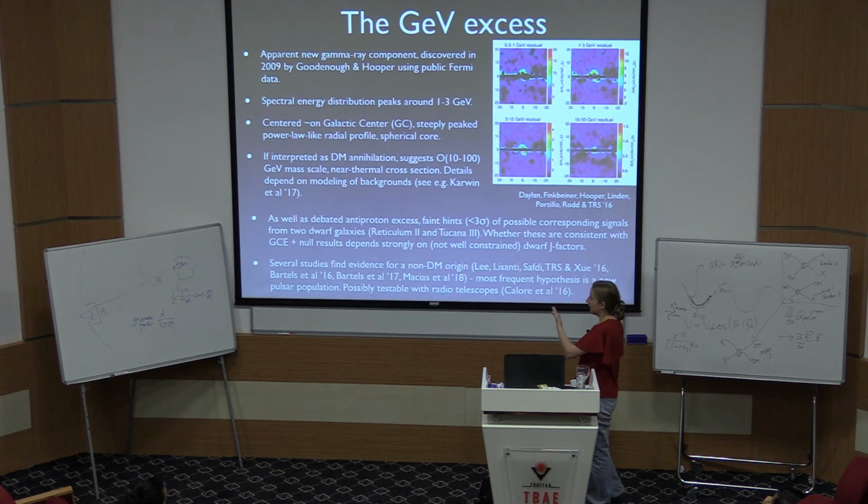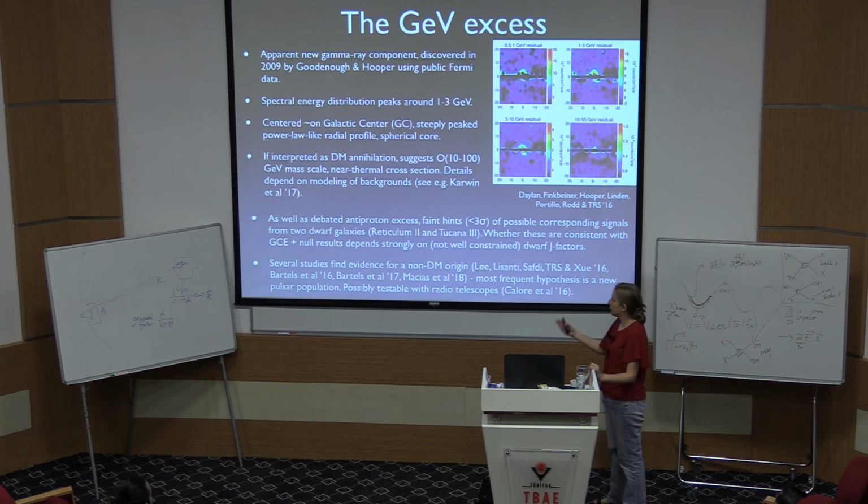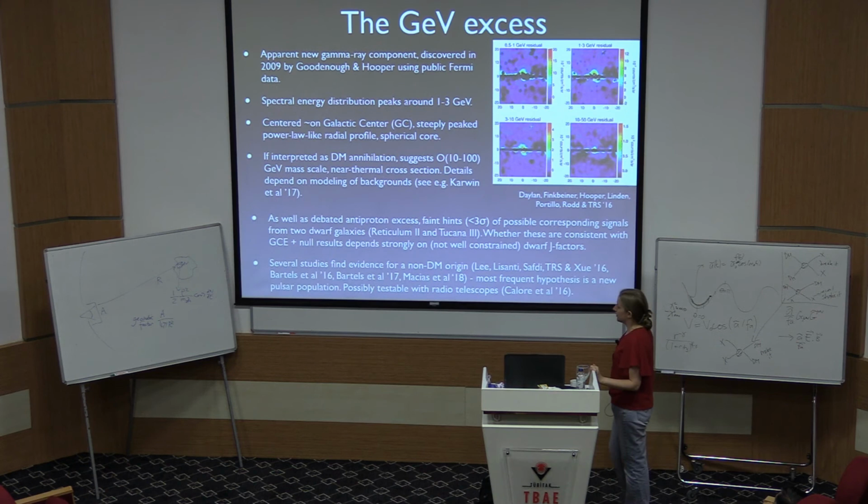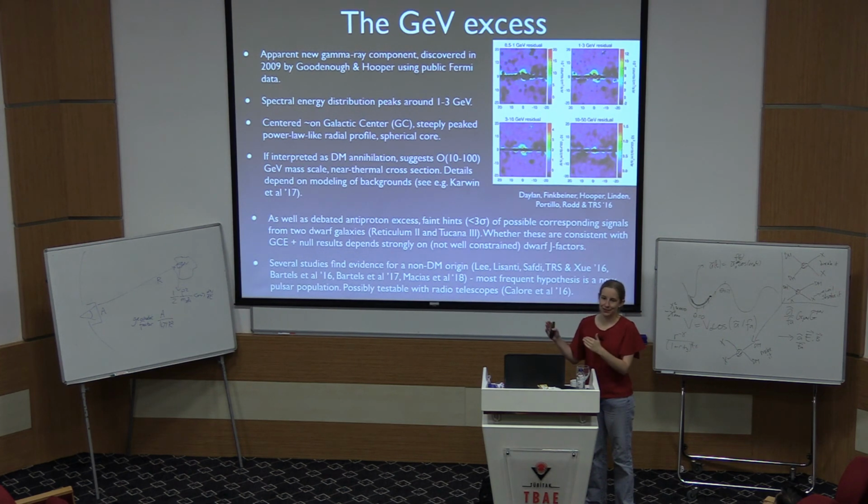This excess got a lot of attention as a possible signal of dark matter annihilation, partly because if interpreted as dark matter annihilation, it comes from the dumbest possible dark matter model. It's order 50 to 100 GeV dark matter particles with a thermal relic cross-section. Now, you can change exactly what your best fit is depending on how you model the backgrounds. You may also notice that a thermal relic cross-section with a mass scale of 50 to 100 GeV is the same mass and cross-section range as that 0 to 5 sigma antiproton excess that I told you about earlier.